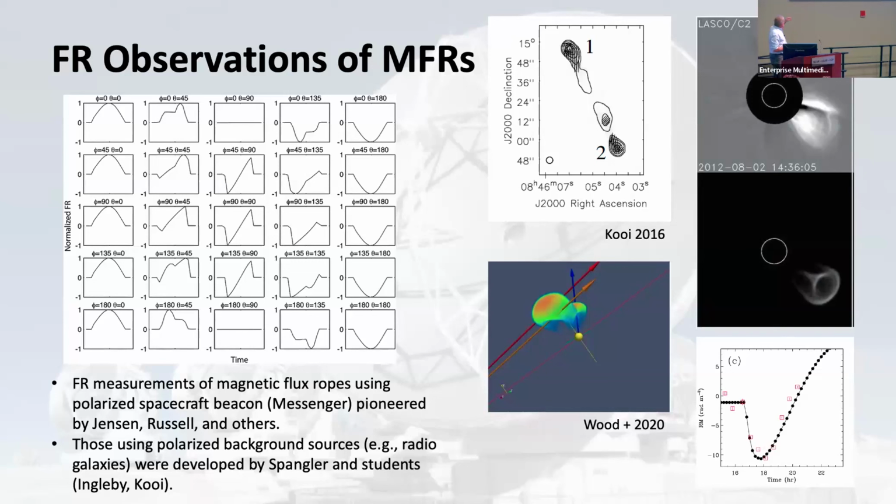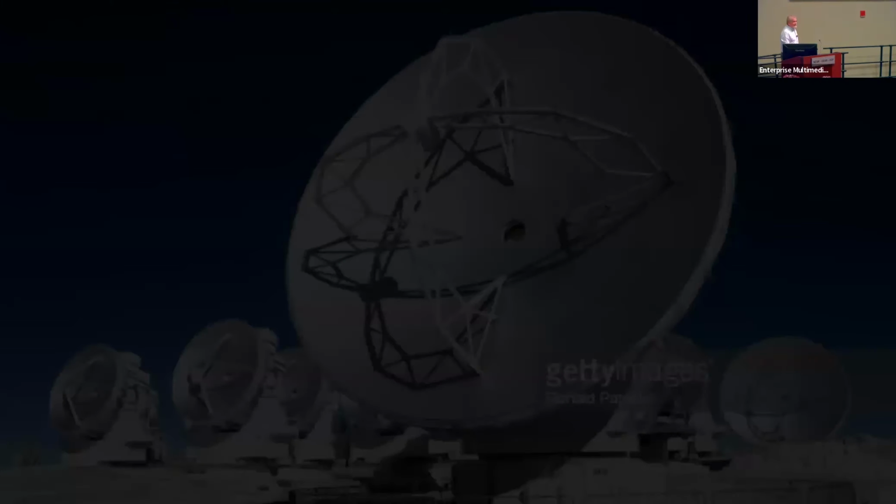Liz Jensen and her advisor did some work using the MESSENGER spacecraft beacon to suss out what a magnetic flux rope might look like in Faraday rotation. They did lots of model calculations, and this very nice paper by Brian Wood a few years ago used ground-based observations of a polarized radio galaxy, the two lobes here, and multiple vantage point stereo observations of a CME to model the CME and the pierce points of the background source through it. He did a pretty nice job modeling the variation of rotation measure across the flux rope as it passed through the line of sight. So I recommend that paper. And that's it. Thank you.